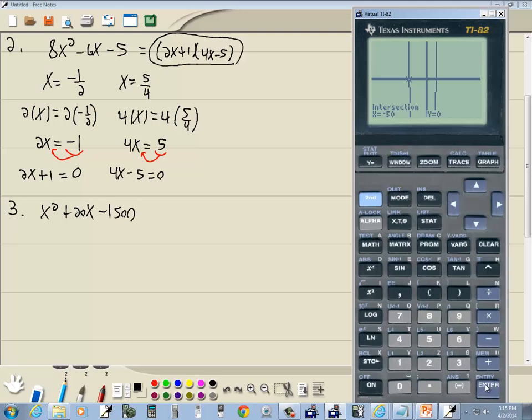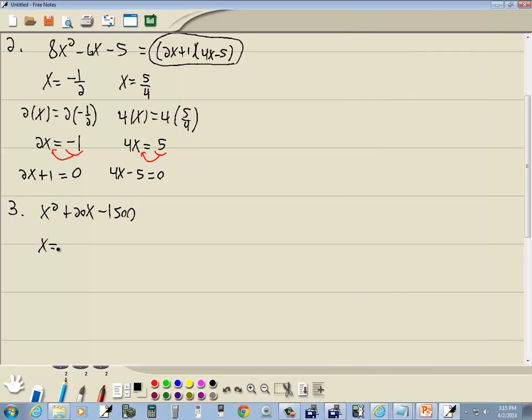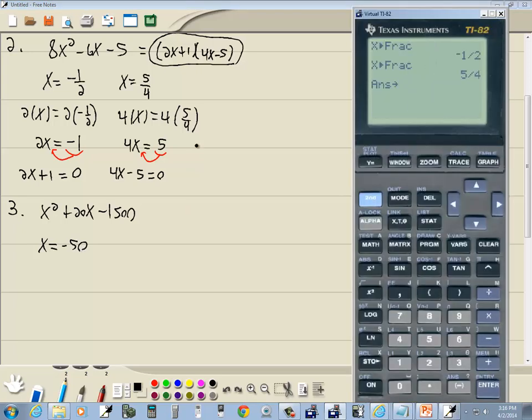And we get x equals negative 50. Now let's find our other one. So I do second trace, choose 5 for intersect, enter on first curve, enter on second curve, and I'll do my right arrow key to move it over closer to this one. So I'll move it over by right there and press enter. And we get x is equal to 30.